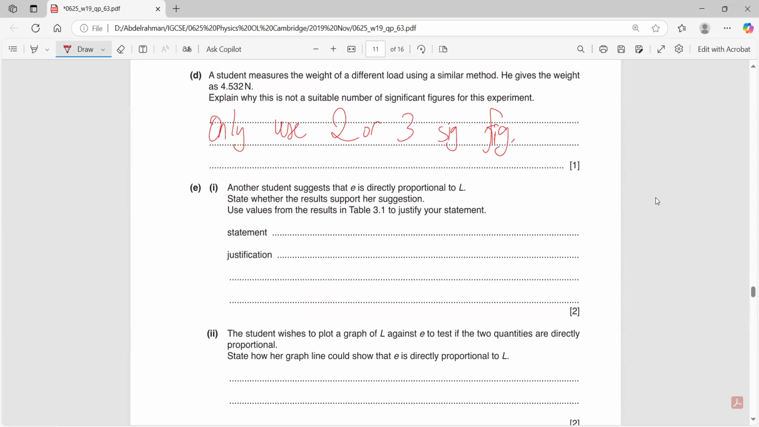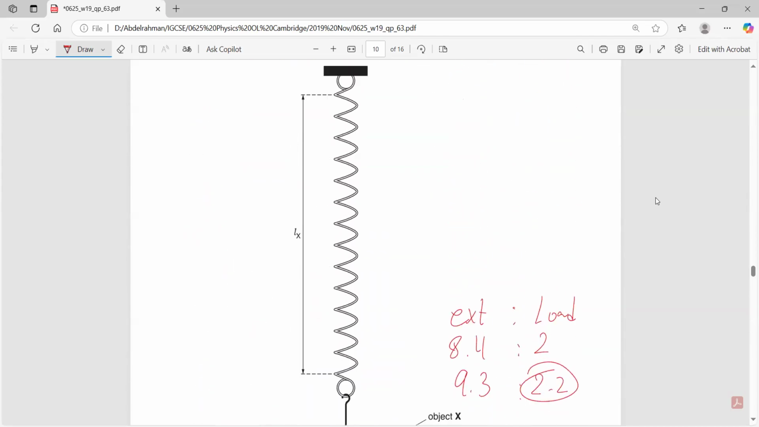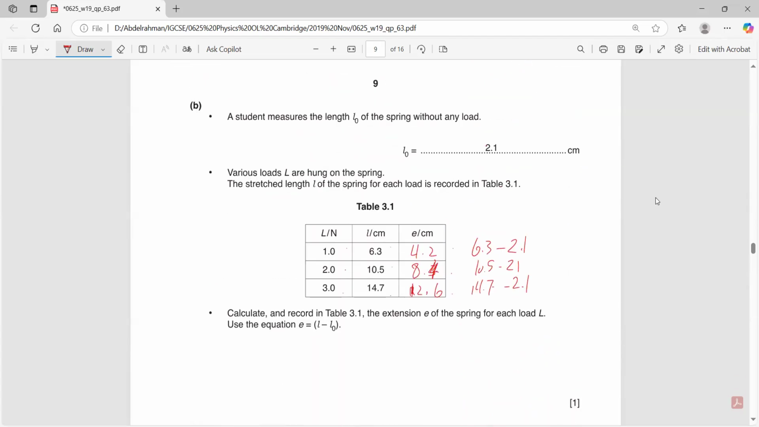Another student suggests that E is directly proportional to L. State whether the results support her suggestion or not. What is L? L is not the length. Take care. This capital L is not the length. Check the table. This capital L is the force or the load, right? It's not the length. Length is the small L. Just take care.